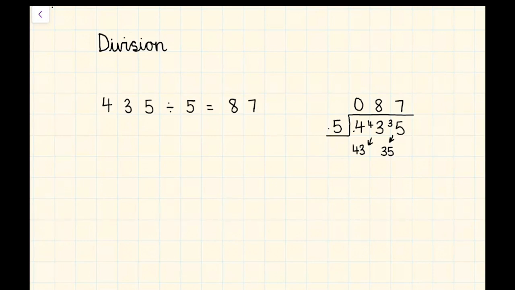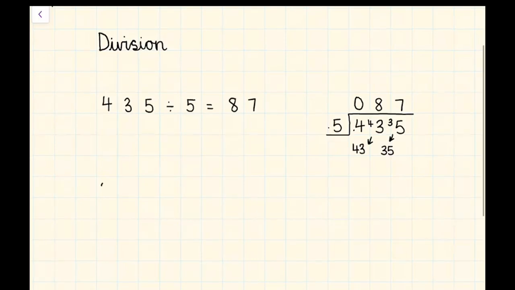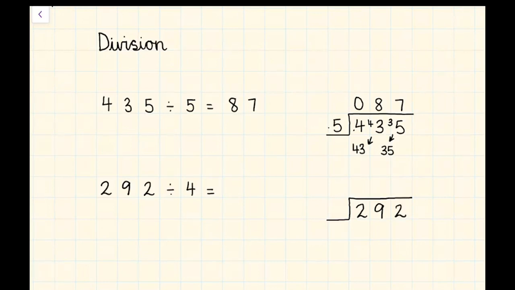Let's have a look at another example where we need to use remainders. We're going to have a look at 292 and we're going to divide it by 4. Again, we're going to draw our bus stop, we're going to put our dividend of 292 underneath the bus stop, and we're going to put our divisor of 4 on the outside. Then we're going to move from left to right, asking ourselves how many times 4 fits into each of the digits of our dividend. So when we ask ourselves how many times 4 fits into 2, it doesn't fit in at all. So we put a 0 and we carry that 2 over to the next column.